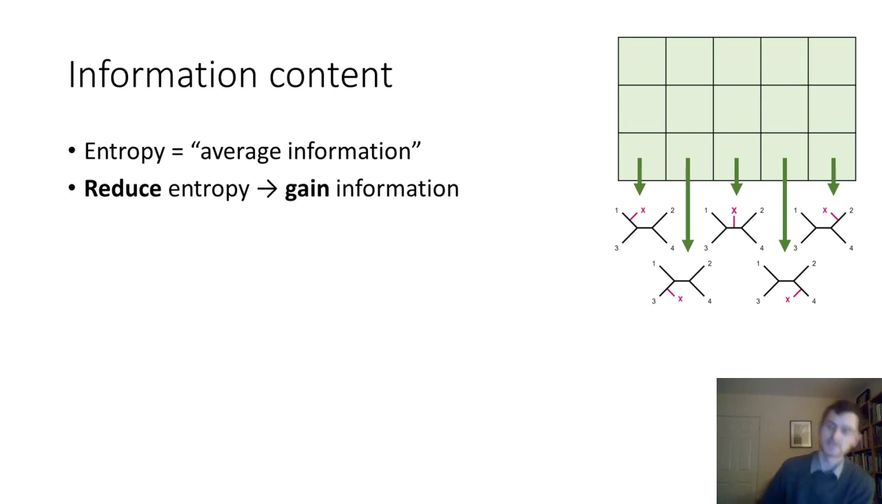A reduction in the entropy of a tree set corresponds to an increase in our information, in our ability to guess which the true tree really is.